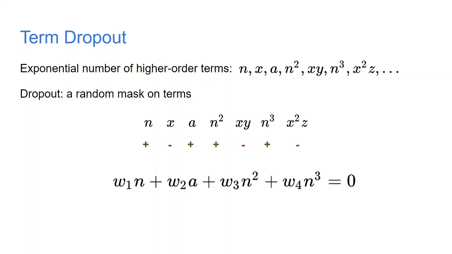Term dropout operates by imposing a random mask on the terms. For example, here the terms x, xy, and x squared z are excluded by the mask. Then the model will only learn a relation between the other 4 terms. Different random masks are used for each neuron in the network. Later, they are combined to get a complete formula.